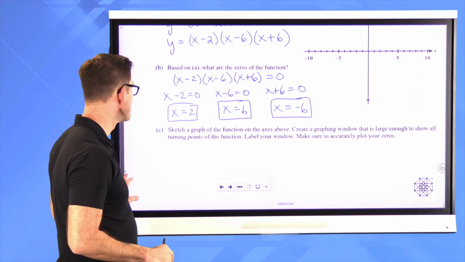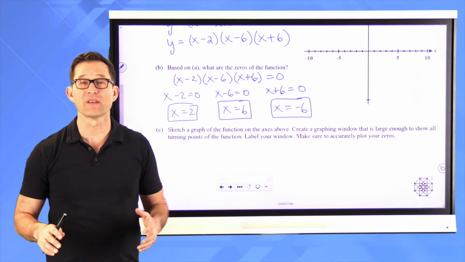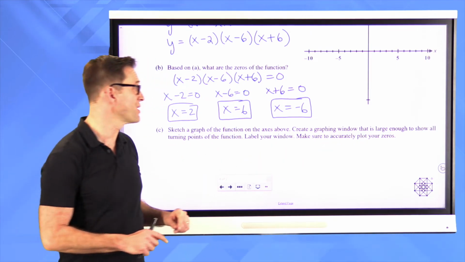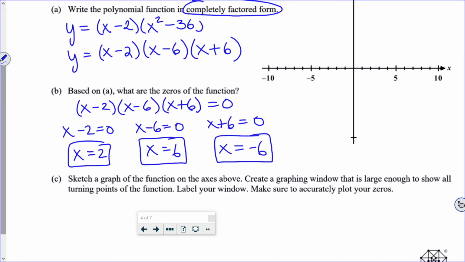Now let's take a look at letter C. Sketch a graph of the function on the axes above. Create a graphing window that is large enough to show all turning points of the function. Label your window. Make sure to accurately plot your zeros. Well, before we even throw this into our calculator, let's do the last part, where it says make sure to accurately plot your zeros, because we've got our zeros, so they're easy to plot, right? X equals 2 is going to be right here. X equals 6 is going to be right here. And x equals -6 is going to be right here.